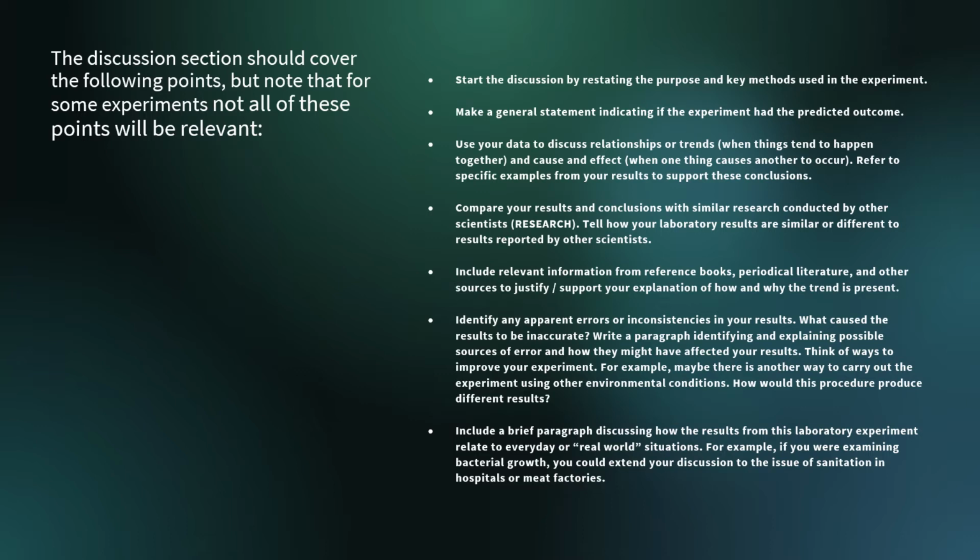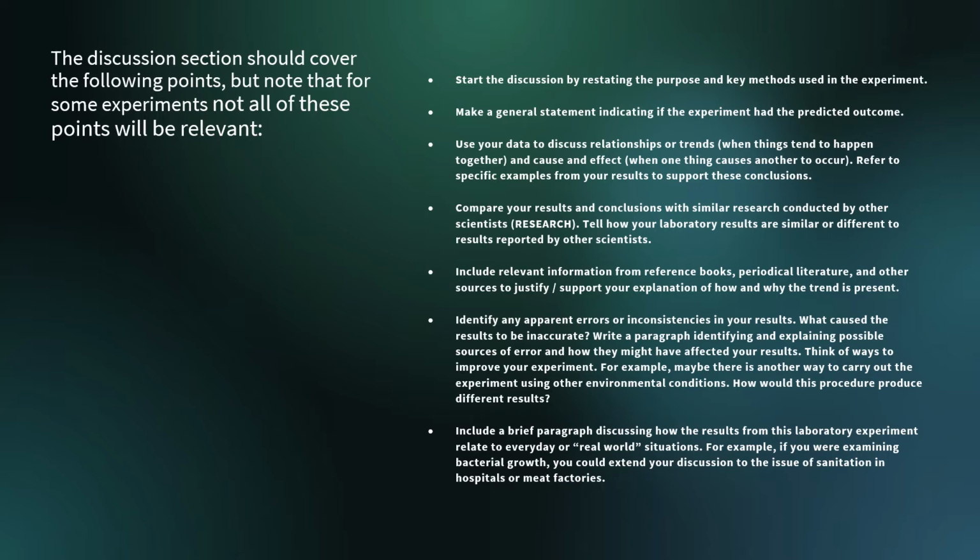Then think of ways to improve your experiment for next time. So not every time a prac is going to run perfectly. There's going to be things that go wrong. You need to be able to determine what that might be and how that could be improved next time. So maybe you could have done it another way. Maybe you could use other environmental conditions. How, if you were to change the procedure, would you get different results?